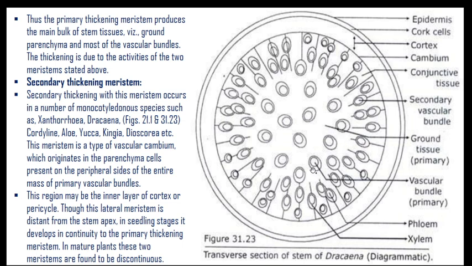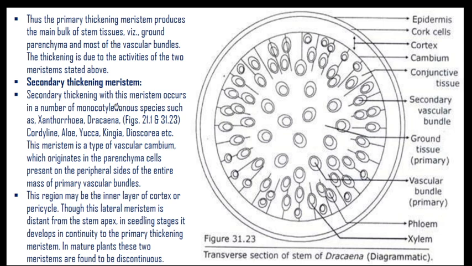These are the vascular bundles, which are primary vascular bundles. Secondary vascular bundles are always present at the periphery, while primary vascular bundles are always present toward the center. These are the phloem, which are present at the center, and around them there is xylem.